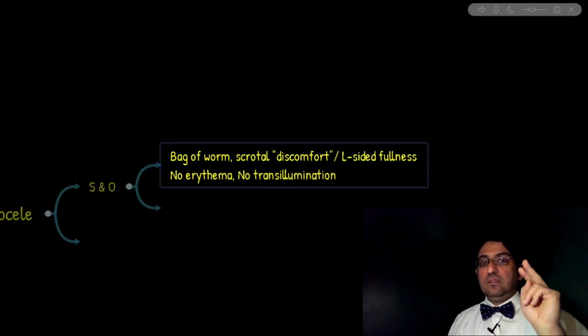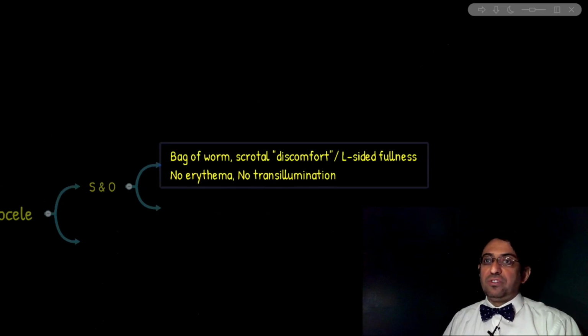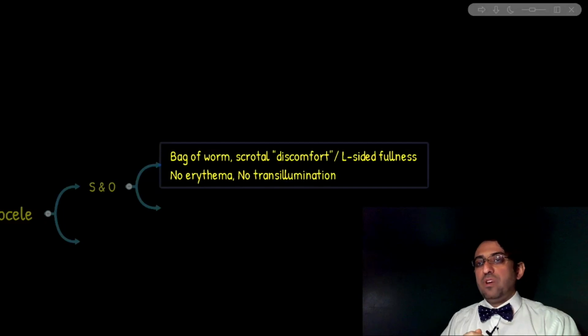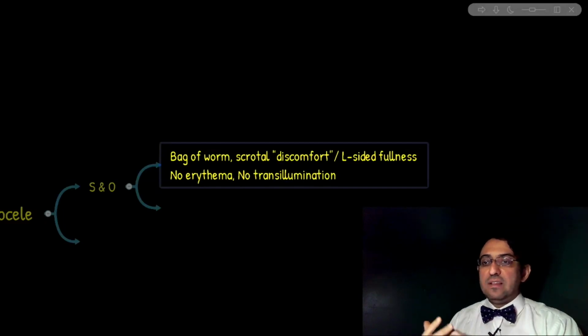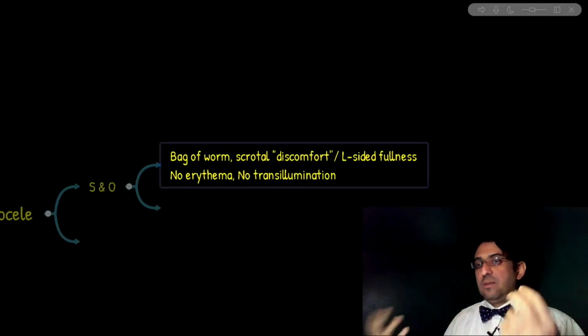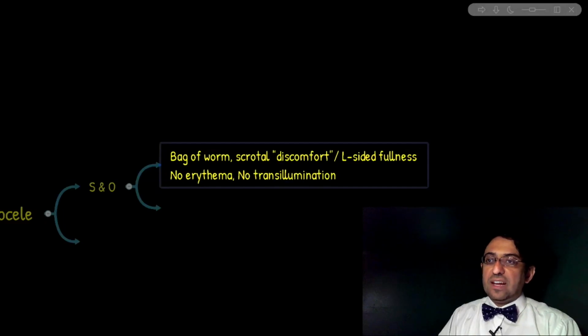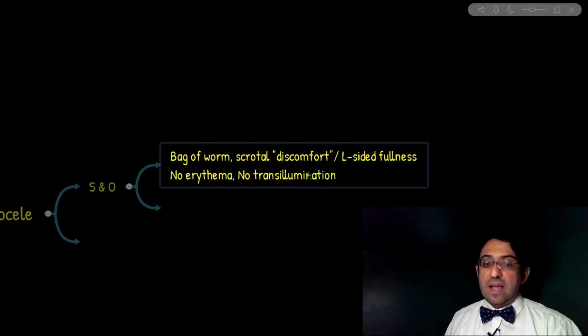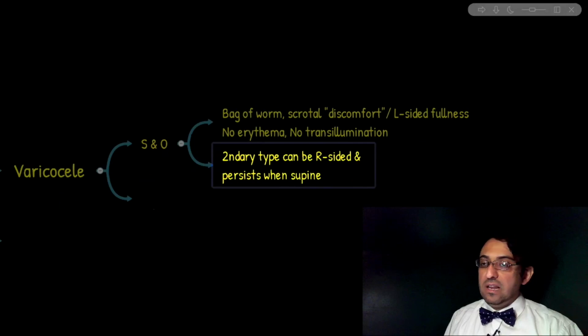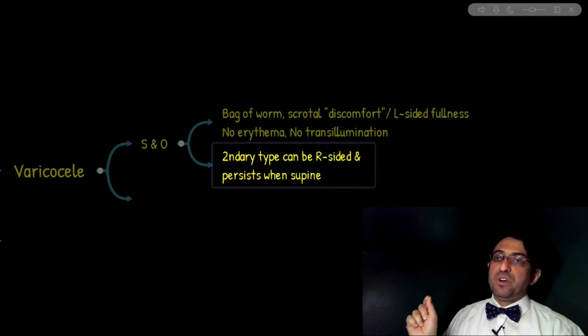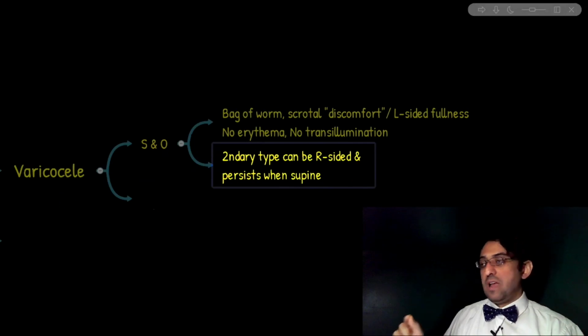Now, what are the two types of varicocele? We have primary versus secondary. How do we differentiate these two types? The primary type usually has onset at puberty, is left-sided, is more common, and has the typical finding of decompression when supine. The secondary type can be right-sided, could have an earlier onset, that's prepubertal onset, and most importantly, it persists in supine positioning.